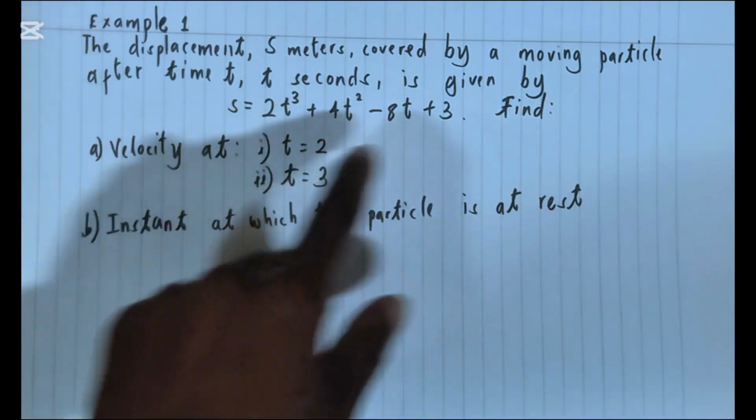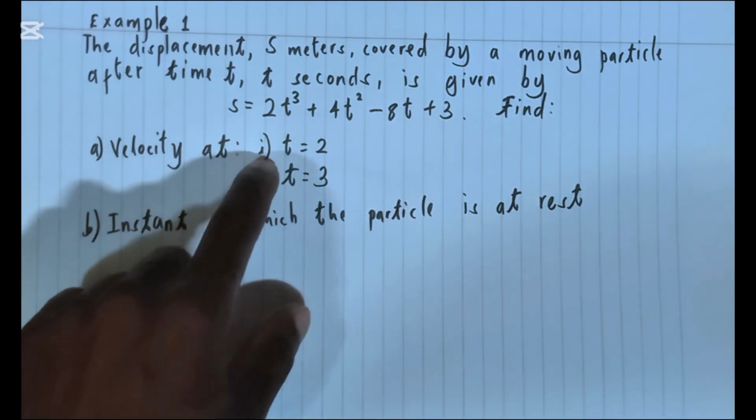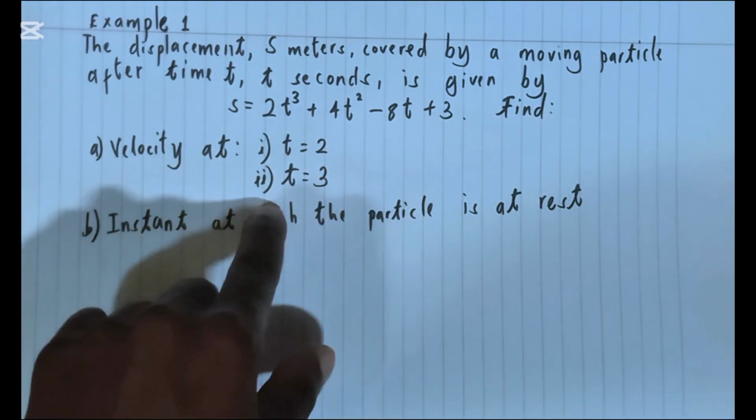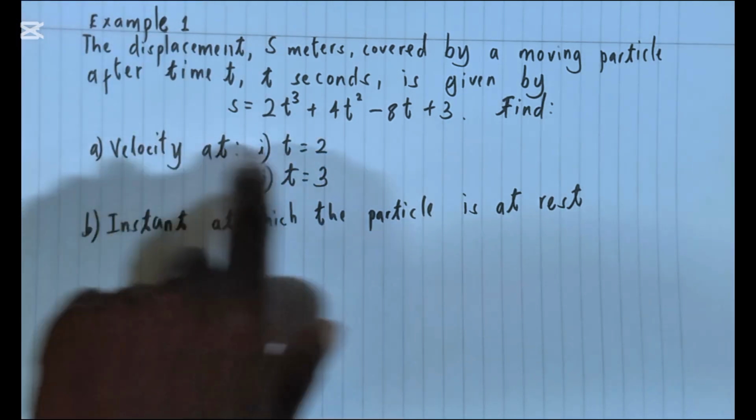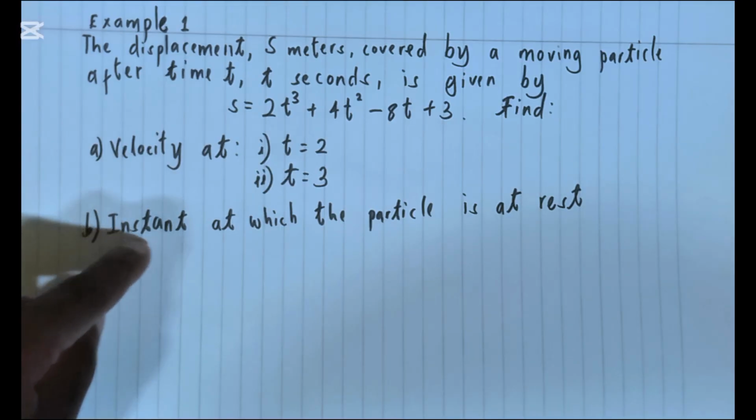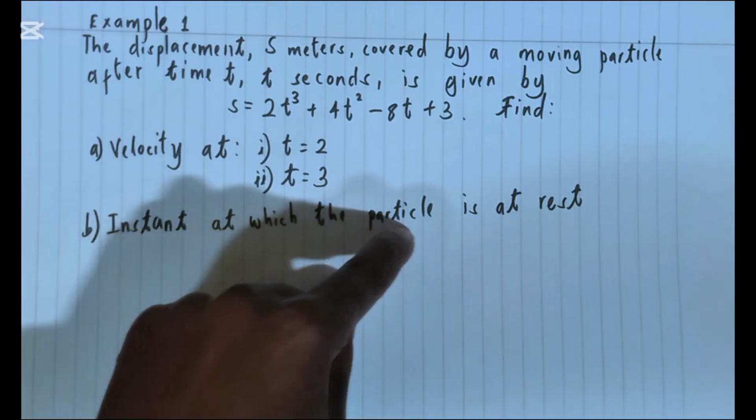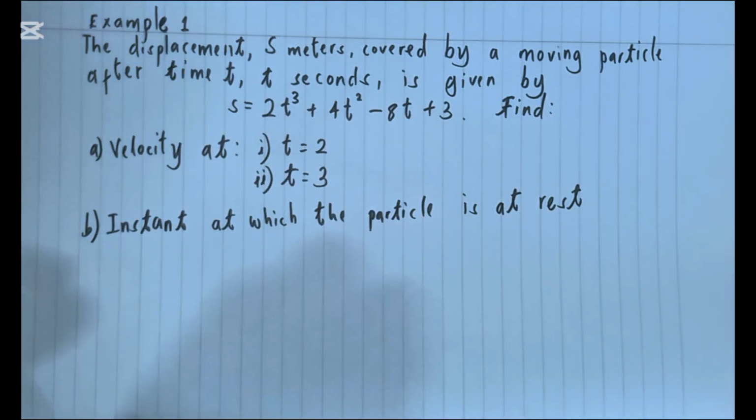We are told to find the velocity, that is the speed, at the second and at the third second. That is the first part of the question. The second part is to find the instant at which the particle is at rest, that is, at what time the particle is not moving at all. So let us solve this.